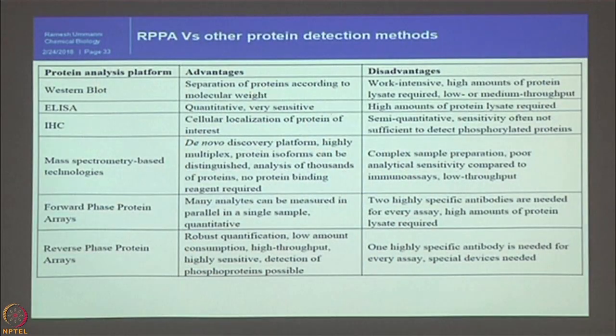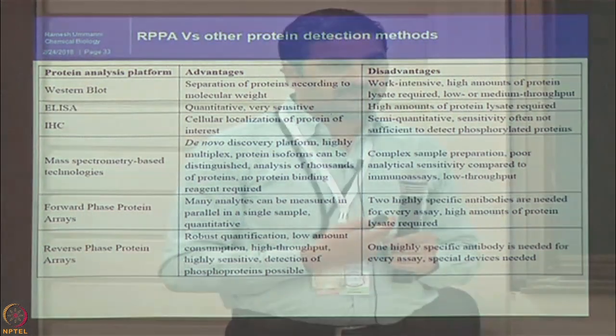Then IHC gives cellular localization of the protein of interest. It is also semi-quantitative, and sensitivity is often not sufficient to detect phosphorylated proteins. Only very, very few copies of phosphorylated proteins will be there in the cell, and then it is very difficult to look at them in the IHC.